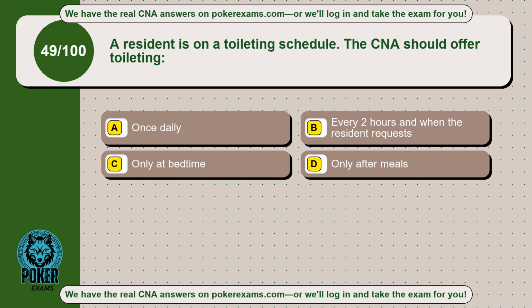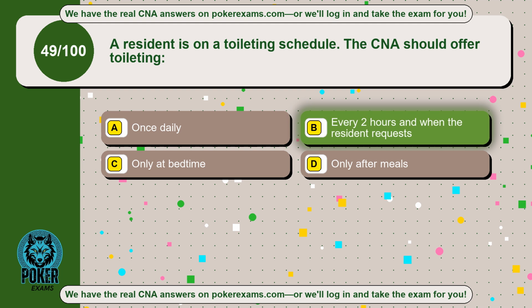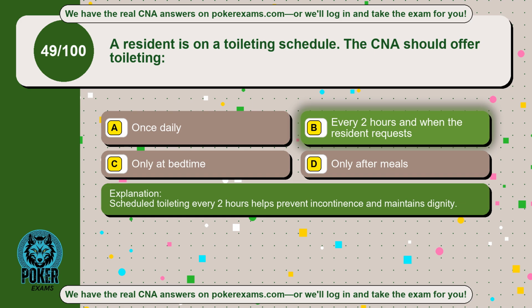Question 49. A resident is on a toileting schedule. The CNA should offer toileting: Option A, once daily. Option B, every 2 hours and when the resident requests. Option C, only at bedtime. Option D, only after meals. The correct answer is option B. Every 2 hours and when the resident requests. Scheduled toileting every 2 hours helps prevent incontinence and maintains dignity.